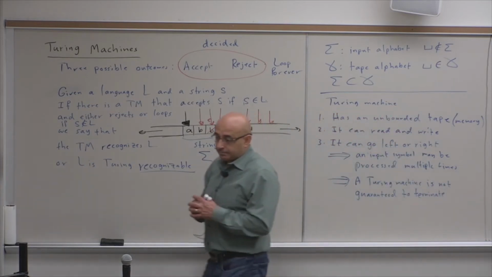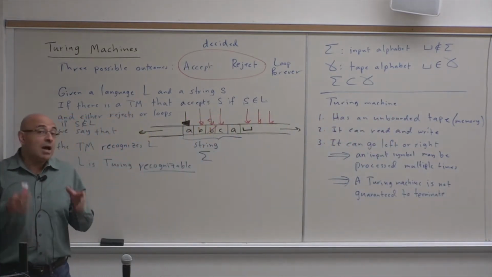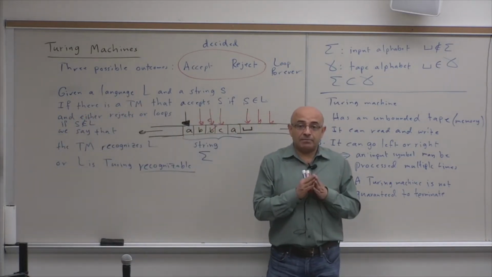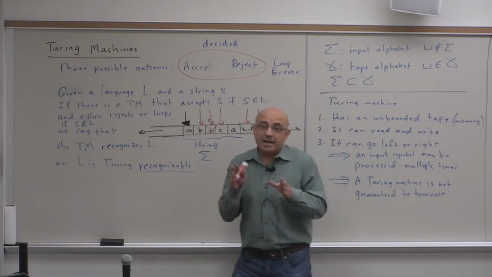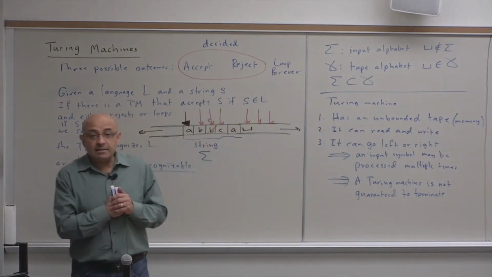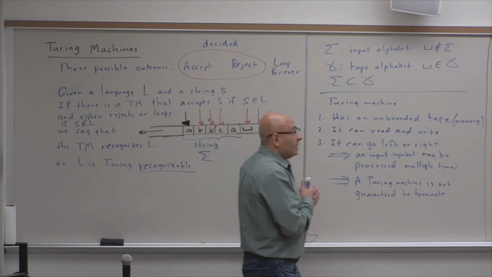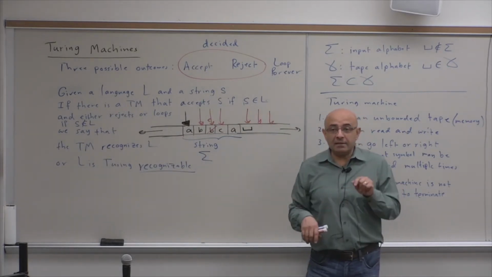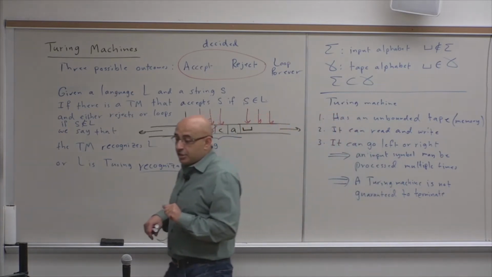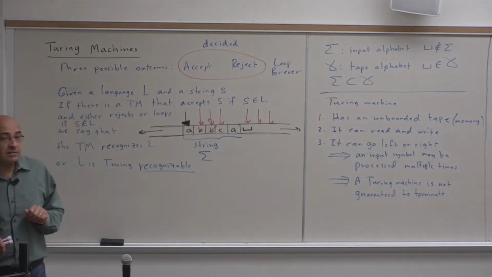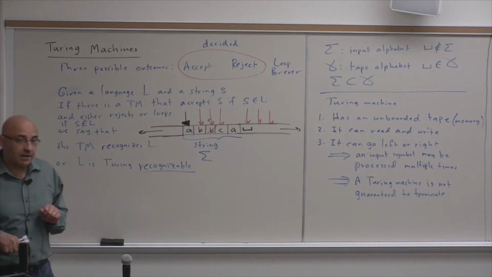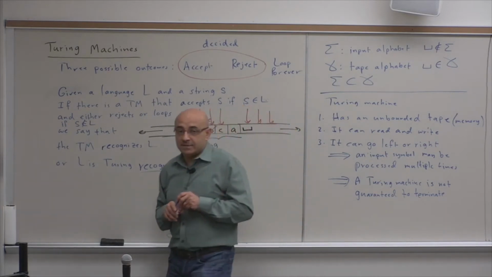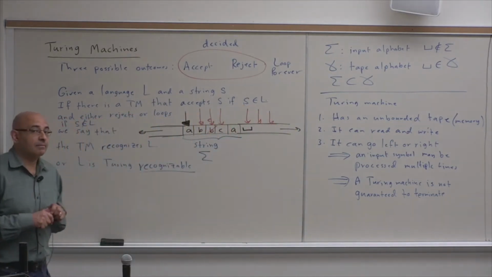If we don't have a machine that decides the language, we have a machine that, if the string belongs to the language, is going to accept it. But if the string does not belong to the language, the machine will either reject it or loop forever. So if the string does not belong to the language, the machine is not guaranteed to terminate within finite time. In this case, we say that the Turing machine recognizes that language.